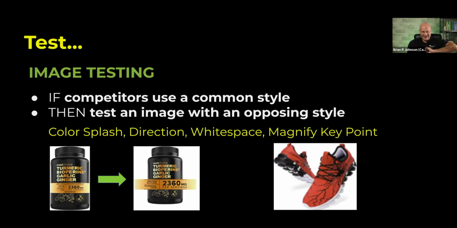Let's say, for instance, in this example, that I'm in, of course, the turmeric, bioperine, garlic, ginger niche, right? And everybody else has a 1,500 or a 2,000 milligram, and mine has the largest at 2,360, right? I want people to know that. I want to put it in my title. I want to show it in my image, and I don't want it as a small print that people look at on the label. I'm going to blow it up a little bit, and I'm going to split test that using Amazon Experiments to see, did it actually increase engagement and conversion rate?